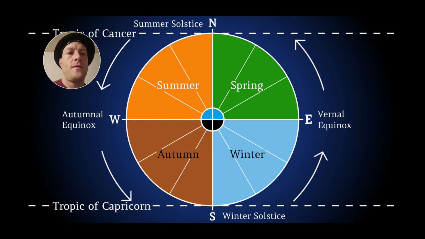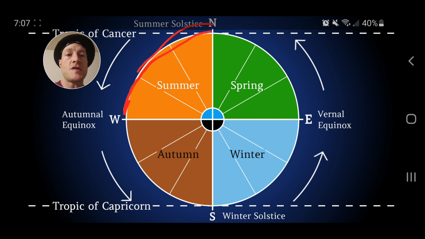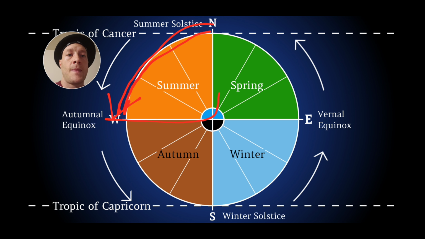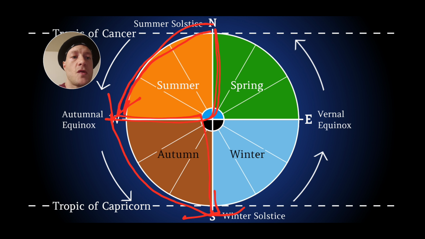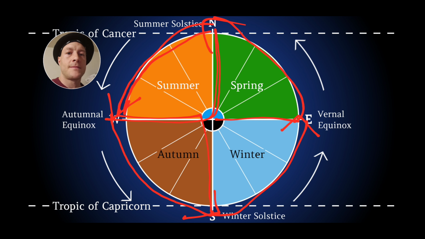But when we go from the Tropic of Cancer on down, or from the summer solstice on down to the fall equinox, that's the summer. When we go from the fall equinox down to the winter solstice, that portion is fall. When we go from the winter solstice up to the first day of spring, that portion is winter. And then finally, when we go from the vernal equinox onto the summer solstice, that is the summer, or excuse me, the spring. So that brings us to our next slide.